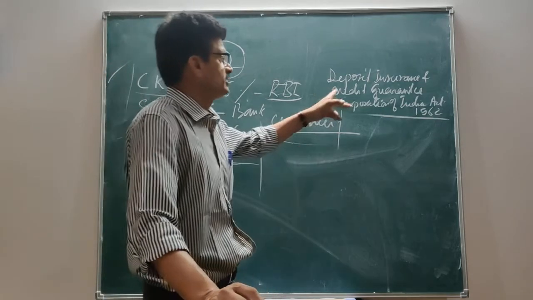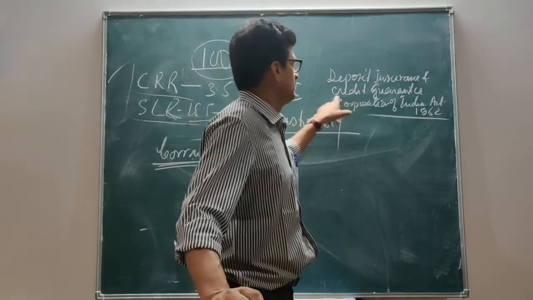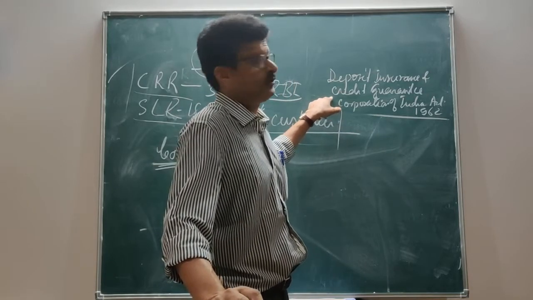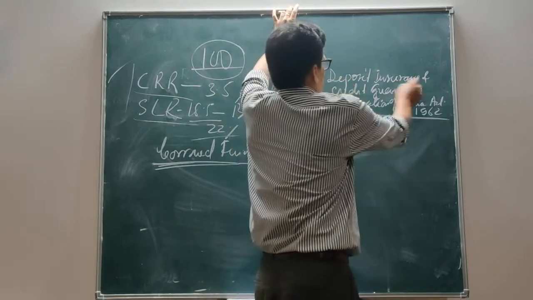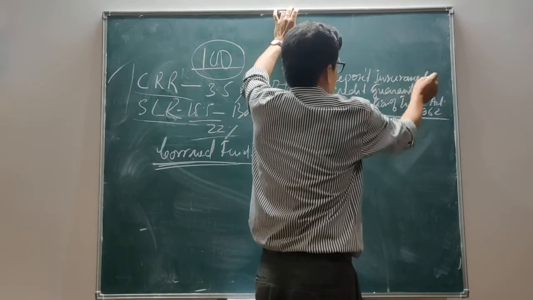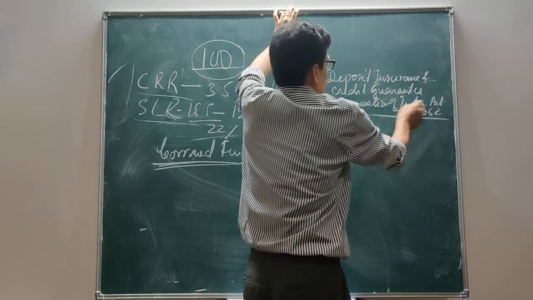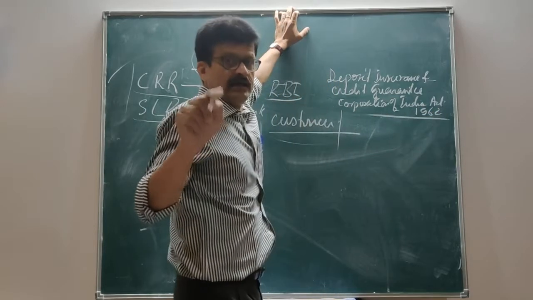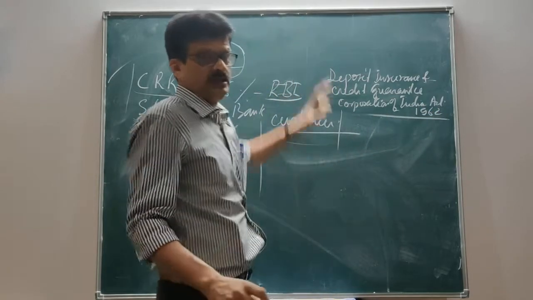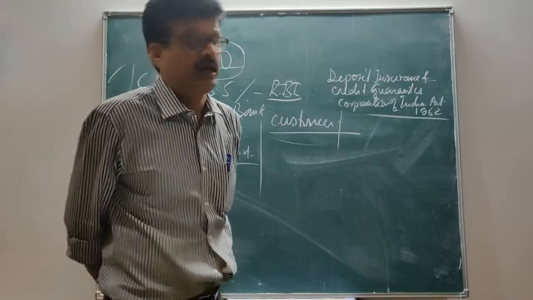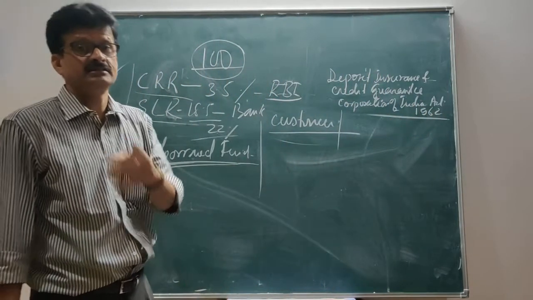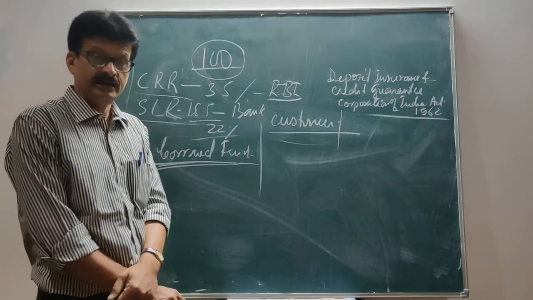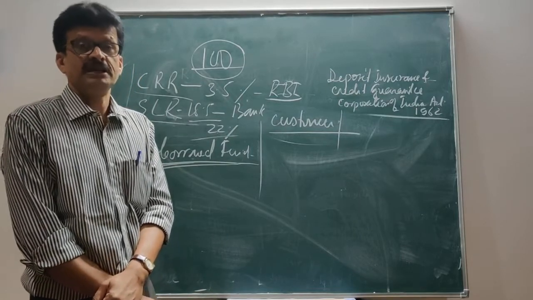But in 1972, this has also been guaranteed. Therefore, it is amended and now it is named the Deposit Insurance and Credit Guarantee Corporation of India. It is a corporation under the Deposit Insurance Corporation Act of 1962, wherein the bank deposits must be insured.